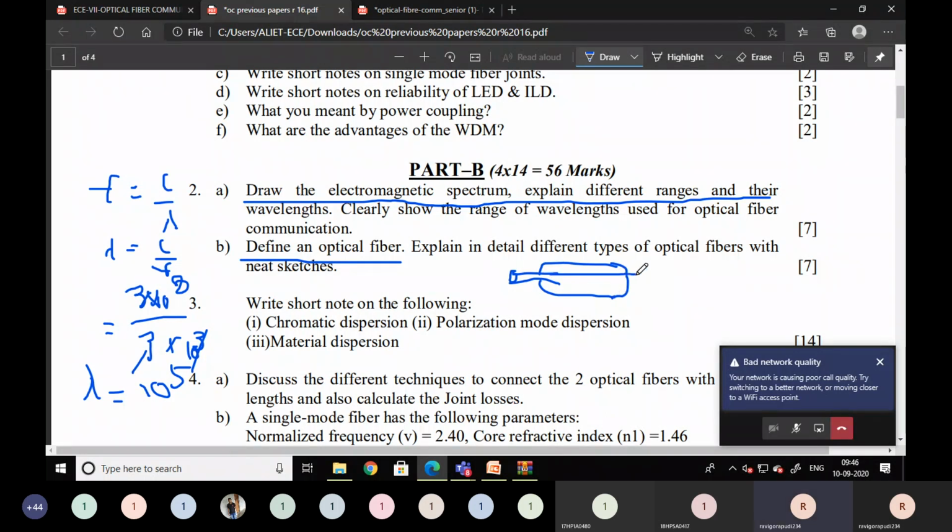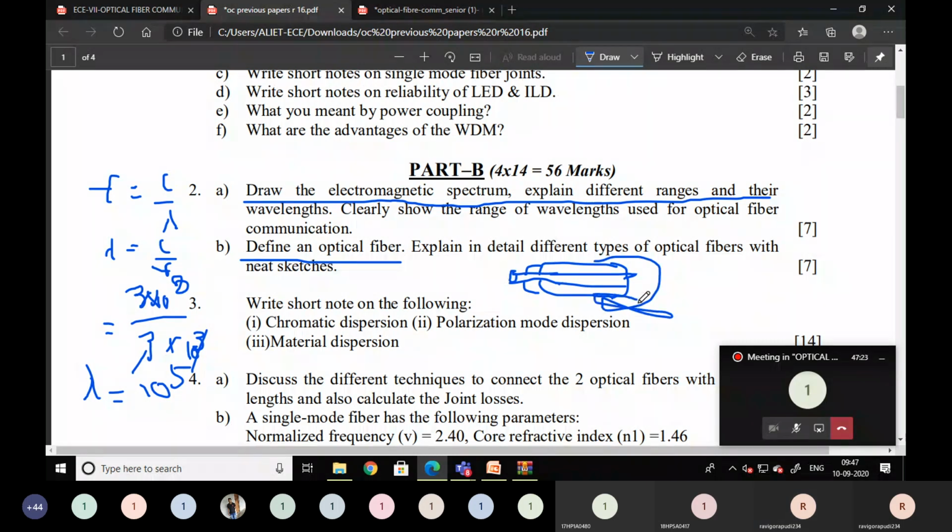Next we have the buffer coating. You can indicate that fiber structure: core, cladding, and protecting sheet. And you can write some definition: thin cable, long cable, flexible cable, used for long distance communication. Like that, you can write the definition.